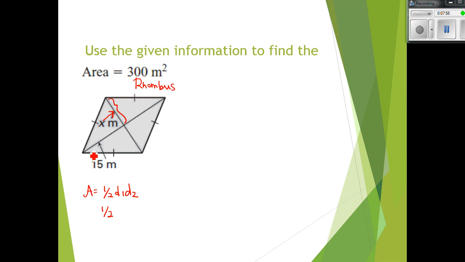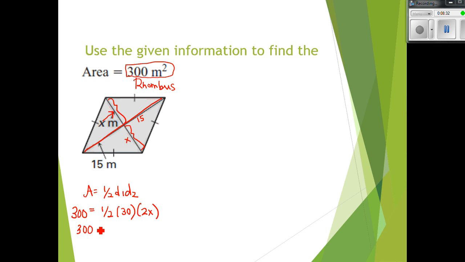1/2 of diagonal 1. Well, this is going to be our diagonal 1. And remember, if this is 15, then this is also 15. So diagonal 1 is 30. And diagonal 2 is, if this is x, then this is x. So diagonal 2 altogether is 2x, because x plus x would be 2x. And we know that the area is equal to 300, so I'm going to set that equal to 300 right away.